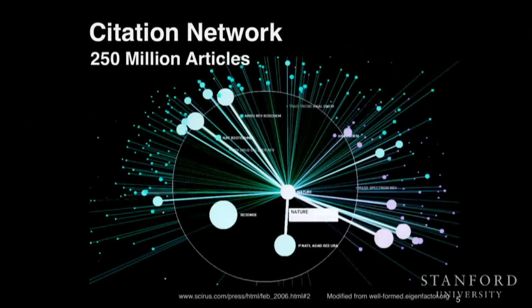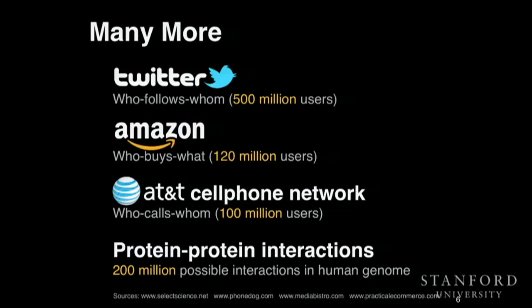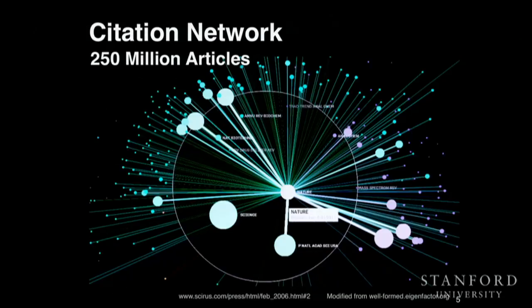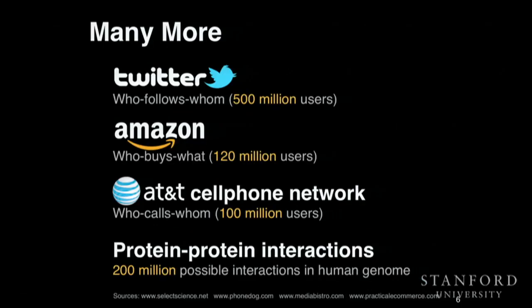And in academia, you can have these large graphs constructed from papers. Each node in the graph would be a paper, and an edge would be a citation edge. There are actually a lot more examples like that. You can construct a who-follows-whom graph from Twitter. For Amazon, you can construct a who-buys-what graph, so each node will either be a person or a product. And of course, there's the cell phone network, who calls whom. And in biology, you can figure out how proteins interact with each other. There are many, many more examples.